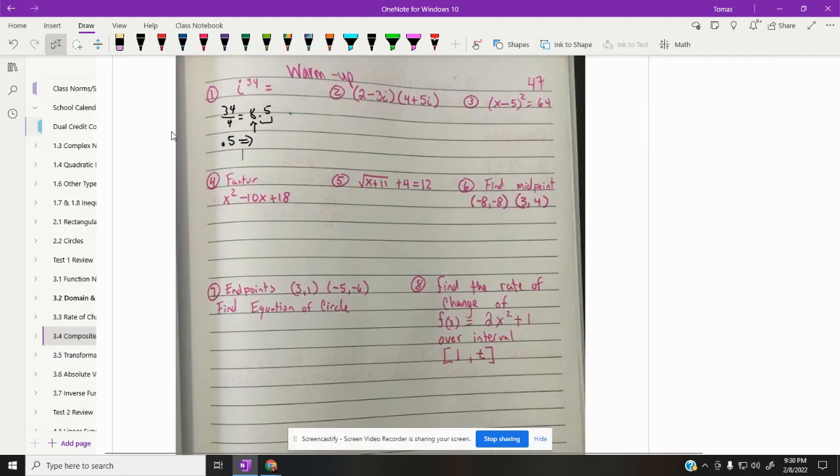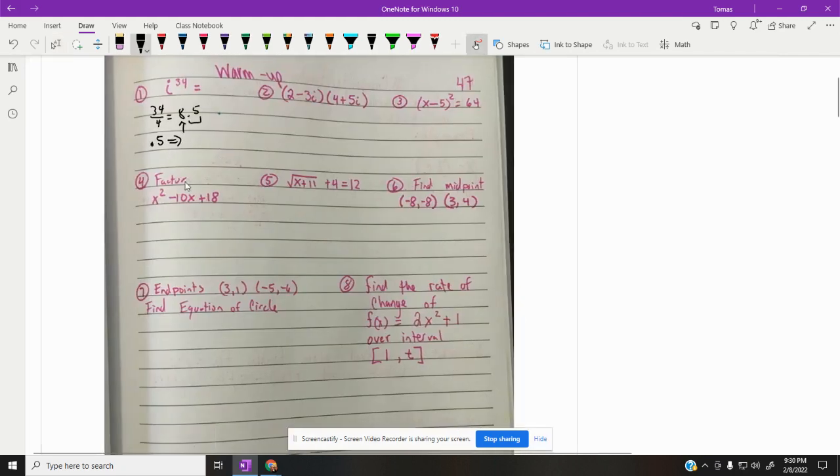So it would be i squared, which means -1. Right here, we're just FOILing. 2 times 4 is 8. 2 times 5i is 10i. -3i times 4 is -12i. -3i times 5i would give us -15i squared. We combine like terms right here. This becomes -2i minus 15i squared.